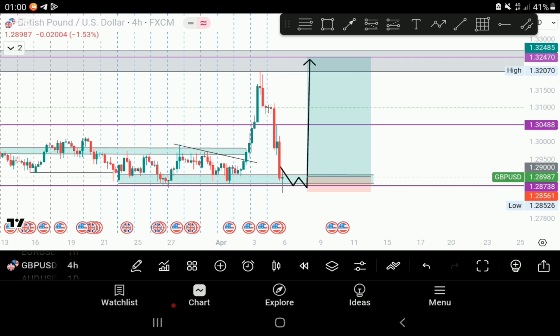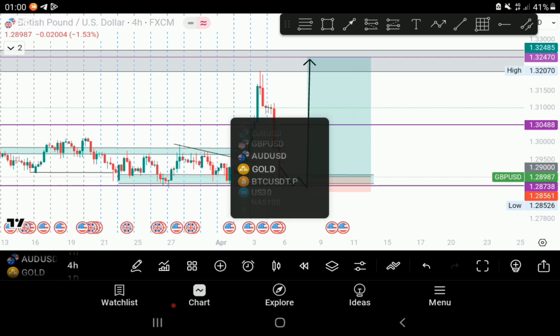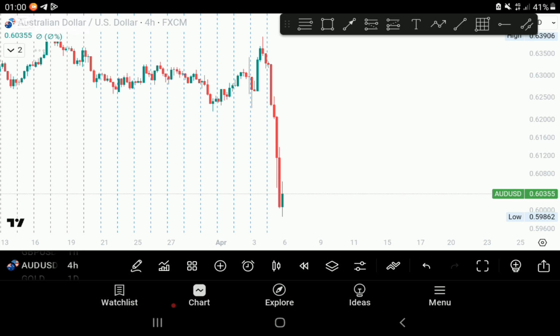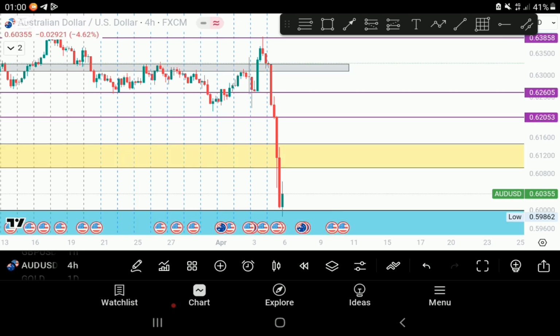And strictly, let's go to our AUD USD. Let's see what we have for our AUD USD. Similar for AUD USD. See, the market came to this zone.